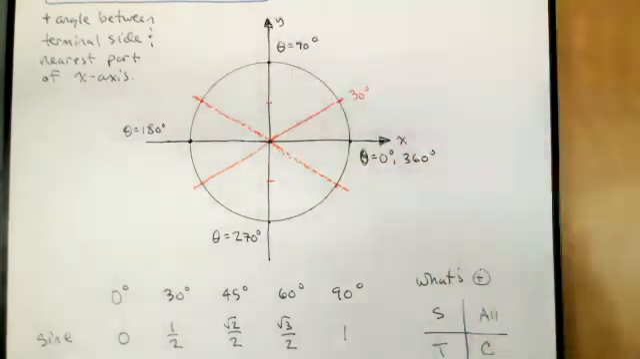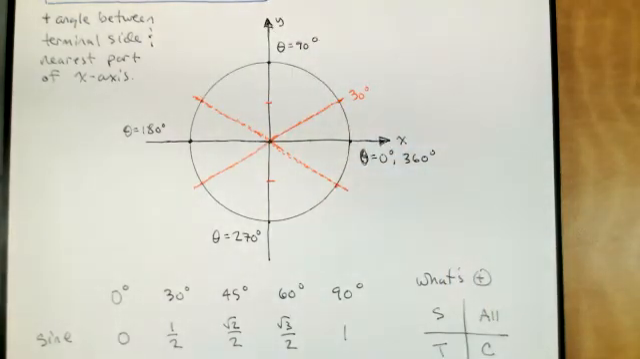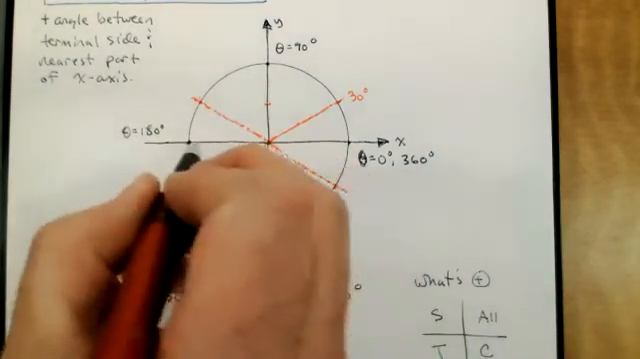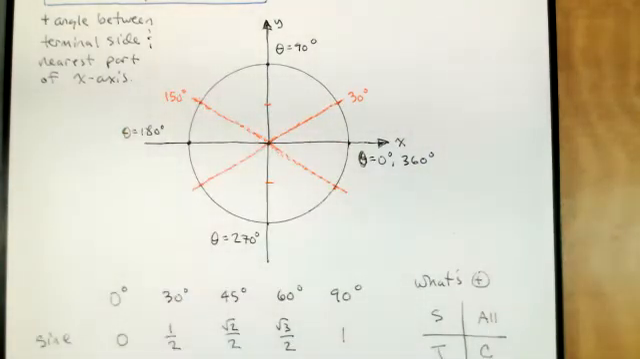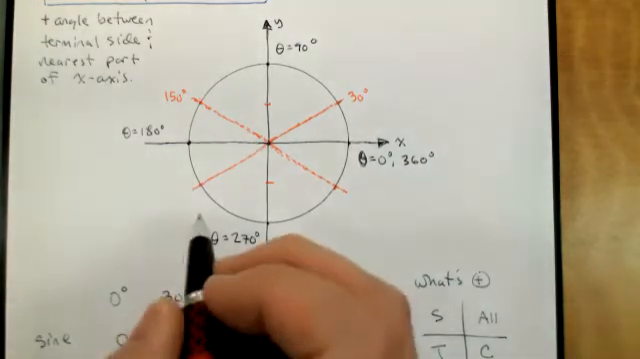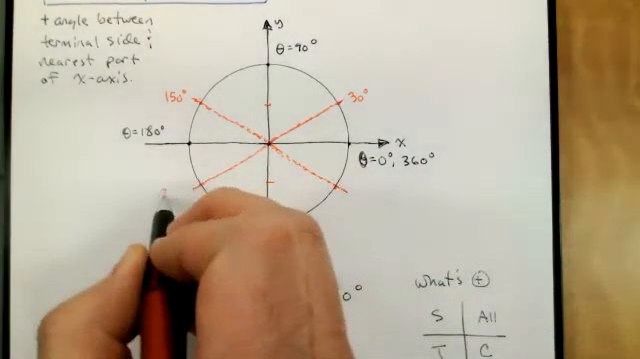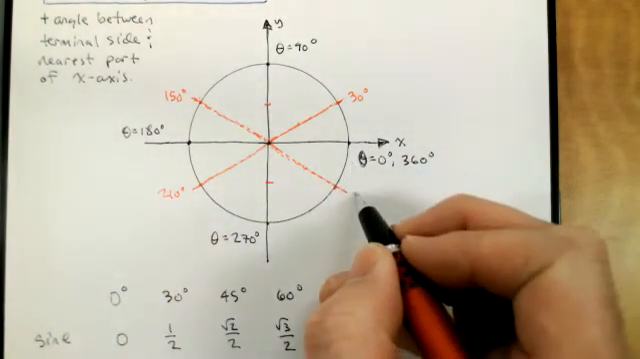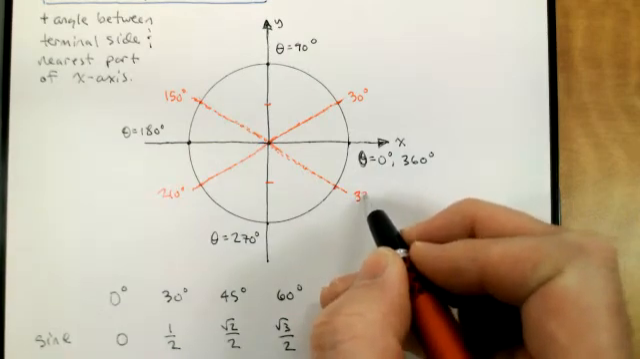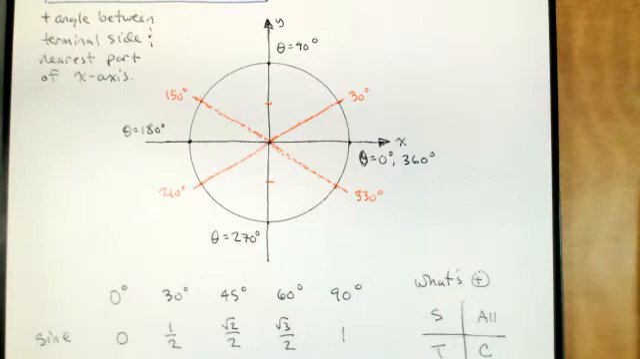What's the size of this angle? What is 30 degrees in the second quadrant? 150. So 180 minus 30 is 150. What would be 30 degrees in the third quadrant? 30 degrees after 180, 210. And what about 30 degrees in the fourth quadrant? 330.